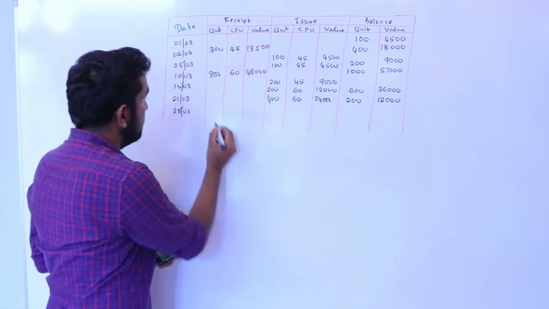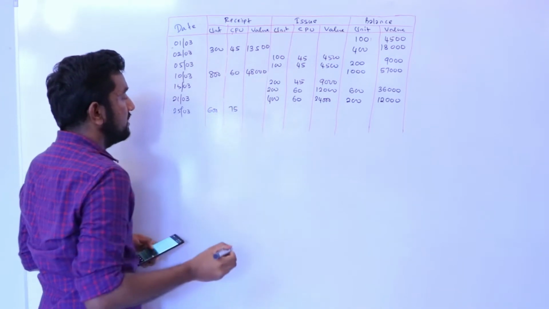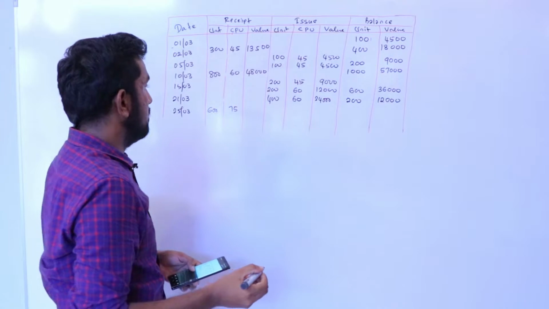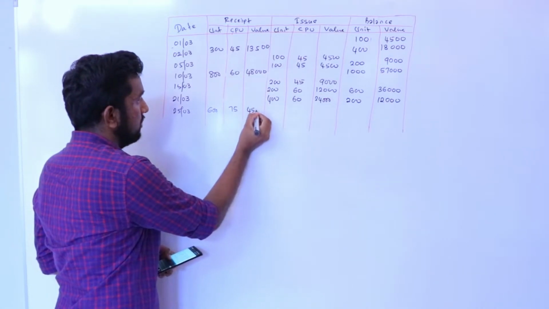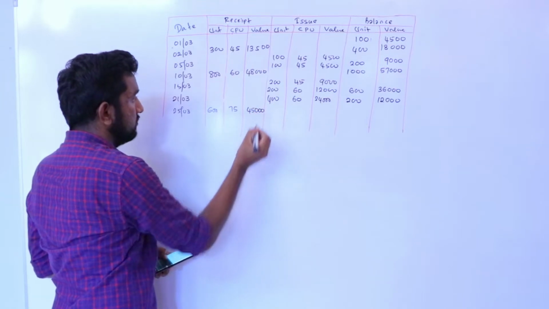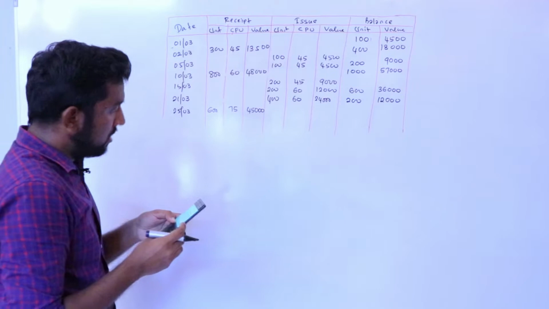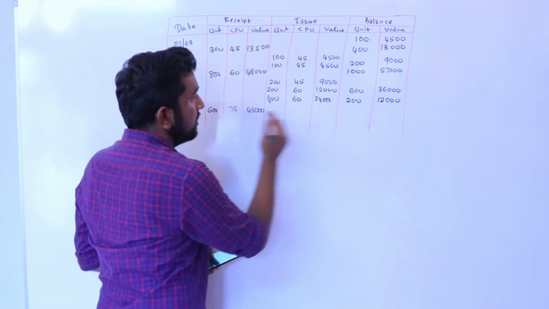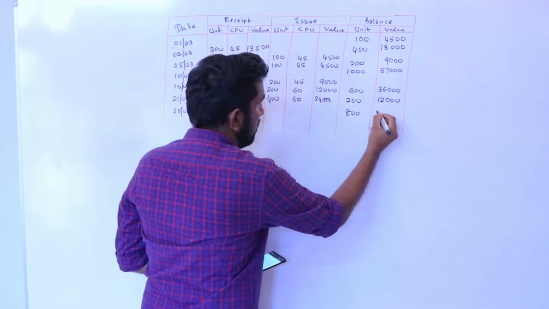How much? 600. Add 75. So 600 into 75, how much? 75, 150, 450, right? 45,000. Right? And 600 units I purchased, therefore my balance is 800. 45 plus 12, 50.